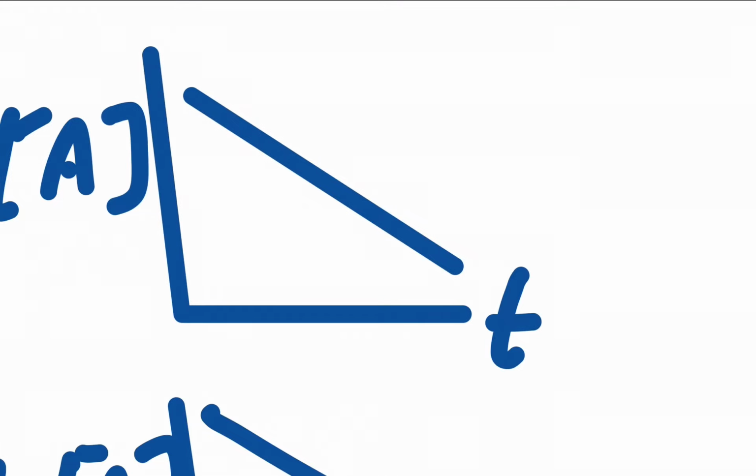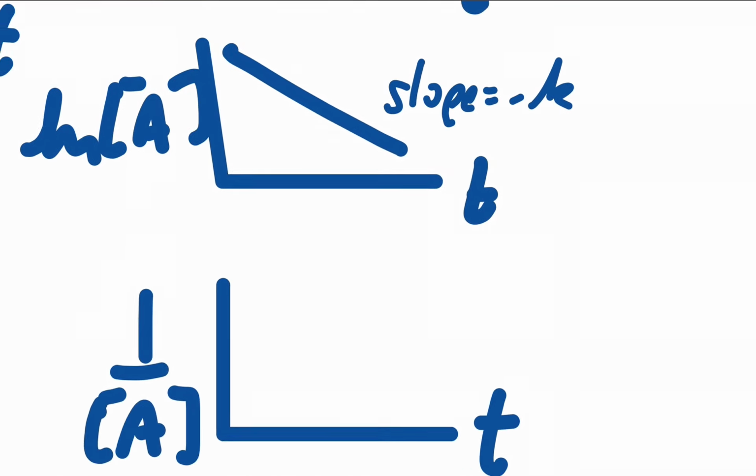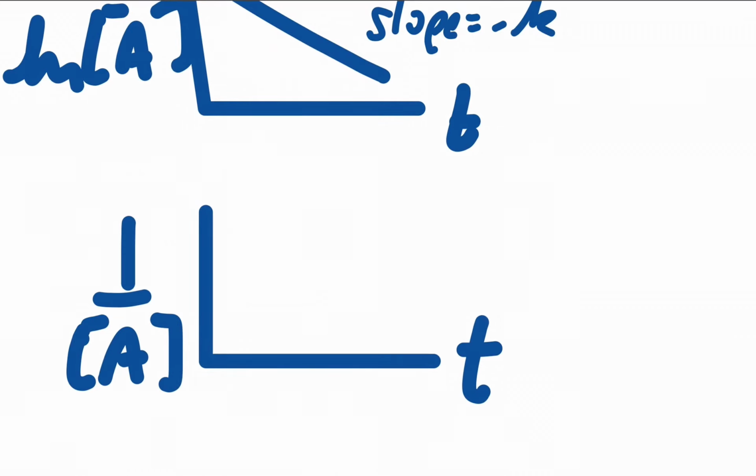There's also even more information hidden in these graphs. For each one, the slope is related to the rate constant. For the first 2, it's just the negative of the rate constant. For the last one, whoops, that line actually went away, didn't it? Looks like that. The last one, the slope actually is equal to the value of k.